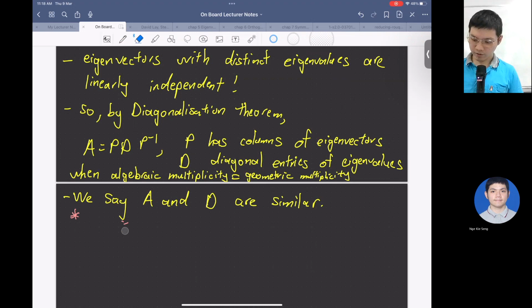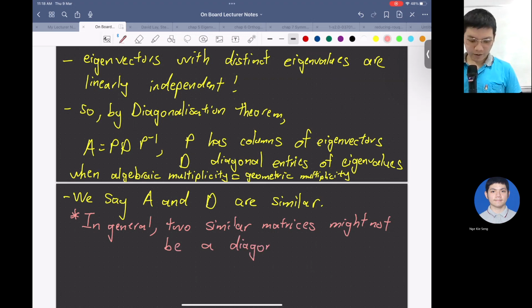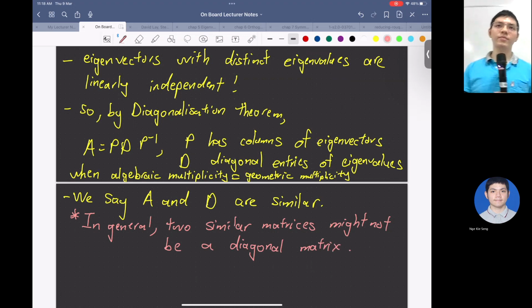Okay. So let me write this. In general, two similar matrices might not be a diagonal matrix. So you may have D which is not diagonal, but you still can find P inverse, such that the equation holds. So this part is important, you should review this part, similarity.